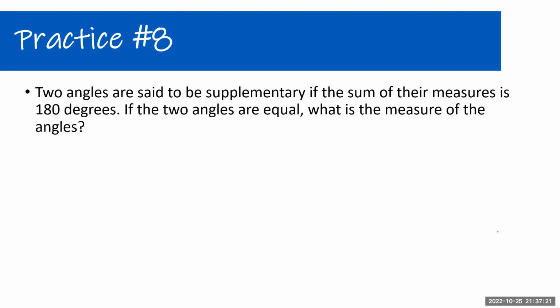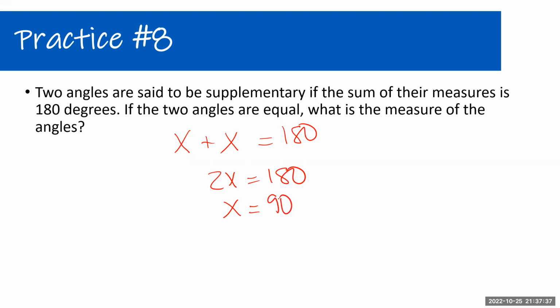Well, we know that they are equal. So the angle of the first one plus the angle of the second one, each of them being equal, okay? Have to be equal to 180. So 2x equals 180. And so x is going to be 90. Okay, 90 plus 90 is going to be 180.